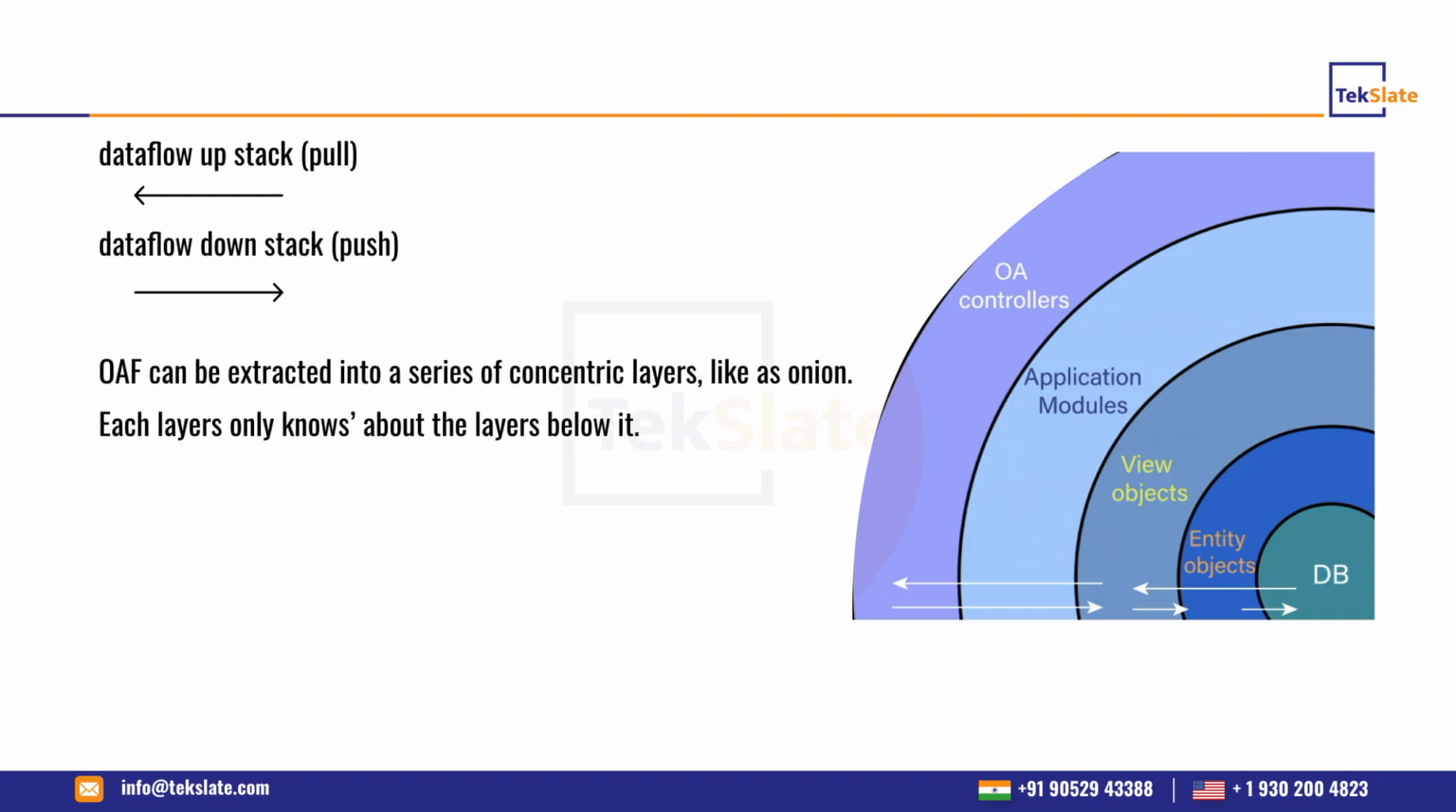The controller cannot be involved in the view objects or entity objects or any database objects. As well as, application modules cannot be involved in the entity objects or the database. It will know only the one layer below, the view objects. So this is how the onion structure will be there and how the OAF flow will be controlled.